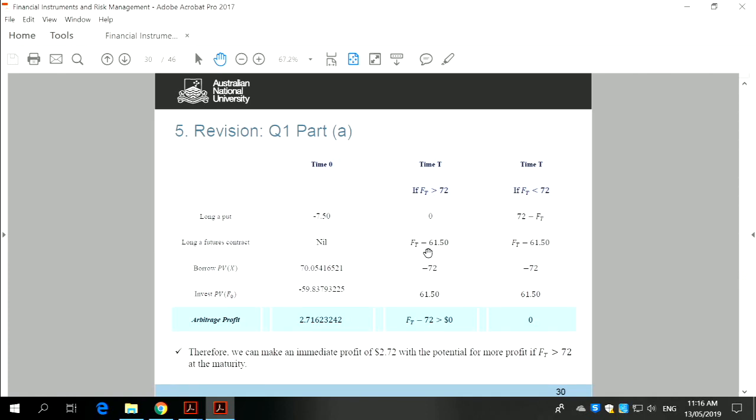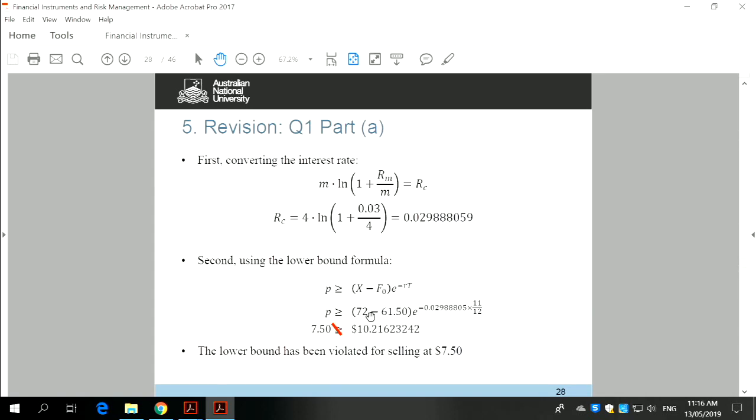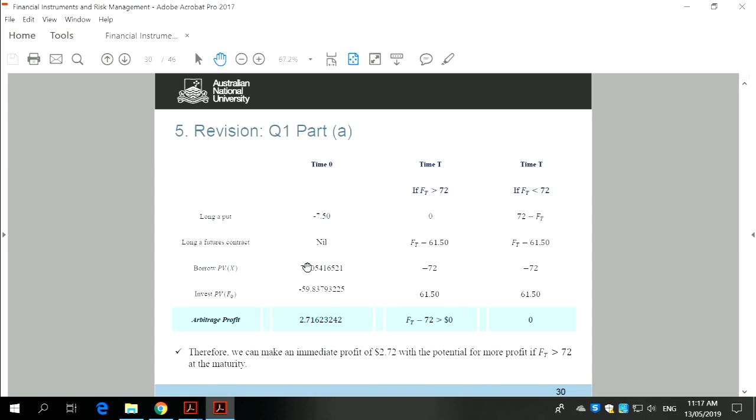Once we set up this strategy, we detail all the cash flows at different points in time. Today, we borrow the present value of the strike. Strike price is 72, and discounted back to the present is roughly $70. We borrow that amount, and then we invest the present value of the futures price, which is the futures price discounted back to the present. The remaining money goes to purchase this put option. After we purchase the put option, we still have $2.71 left. That's the arbitrage profit I made today.